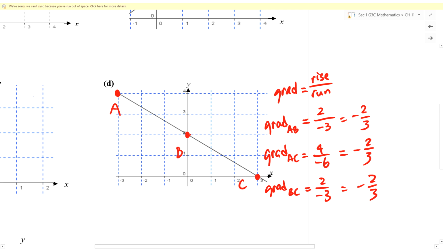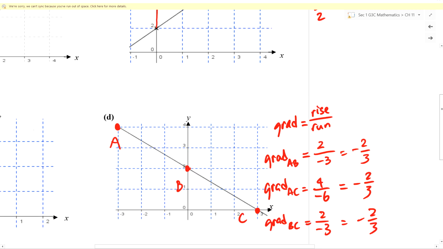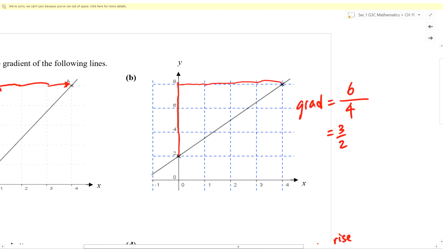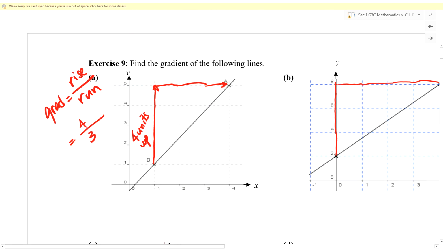So do we get to choose the points we want? Yes, you get to. In fact, in the first 2 questions, they gave you the 2 points, right? If you do not follow their 2 points, you should still get the same answer for the gradient, because that's how it works. But there's a problem.